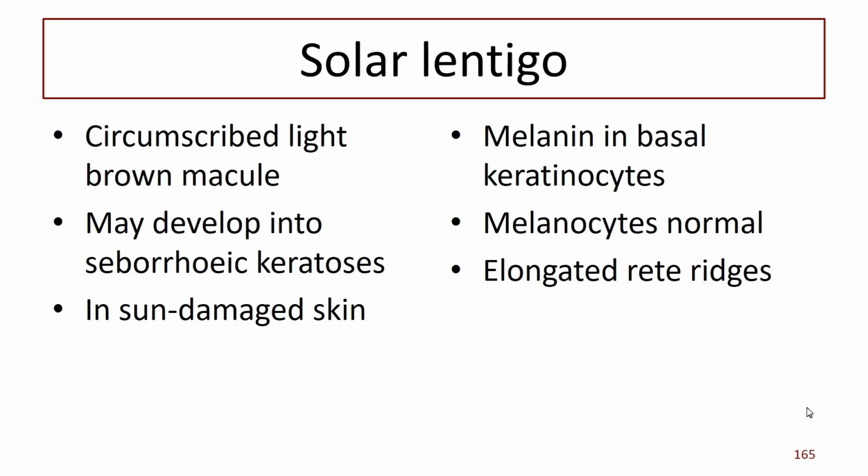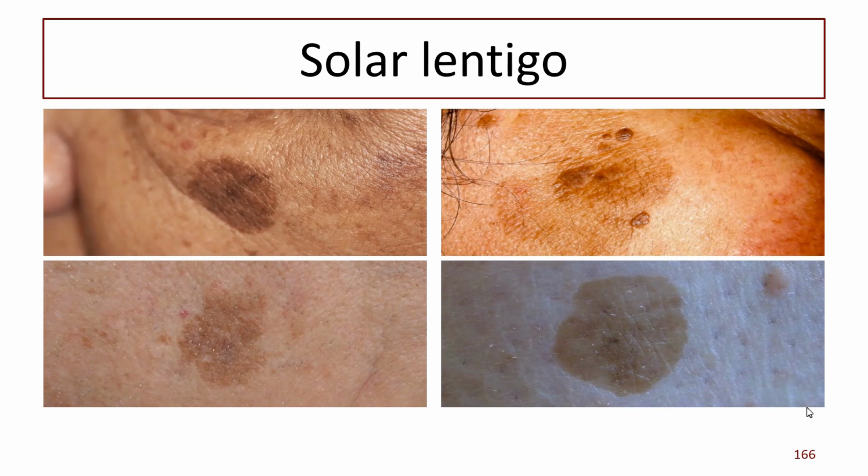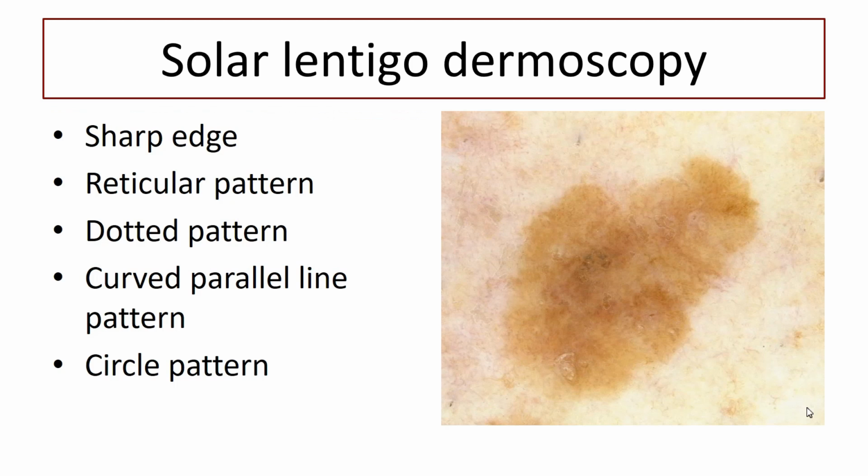Solar lentigo, you'll be familiar with them because a lot of you will have solar lentigos. They are flat, circumscribed brown patches on the sun-exposed skin, so certainly on hands and faces. And we see them in all skin types, black, brown, and white. More prevalent in white because we get more sun damage. They have a sharp edge.